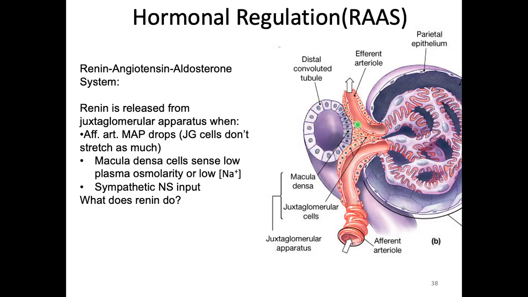If these guys don't stretch as much because blood pressure is low, then they're going to release renin. So if sodium's low or if blood pressure is low, either way, you're going to have renin release, okay? So that's why we talk about the juxtaglomerular apparatus, meaning the macula densa cells and the juxtaglomerular cells, because the macula densa cells will trigger the juxtaglomerular cells to release renin. And this is a result of low blood volume, low blood pressure, or low sodium.